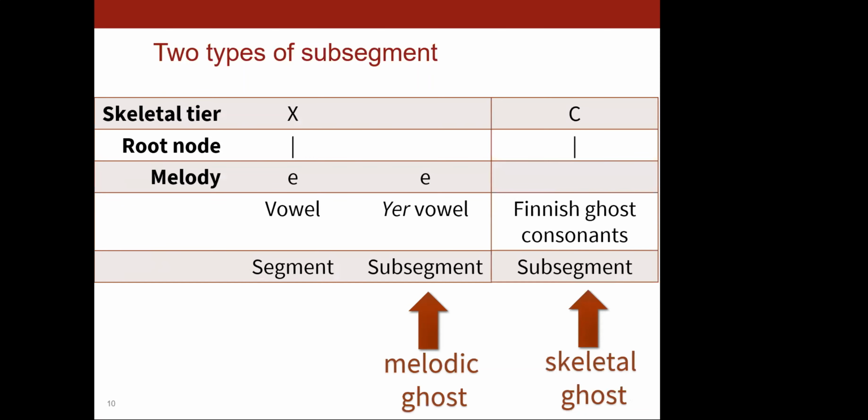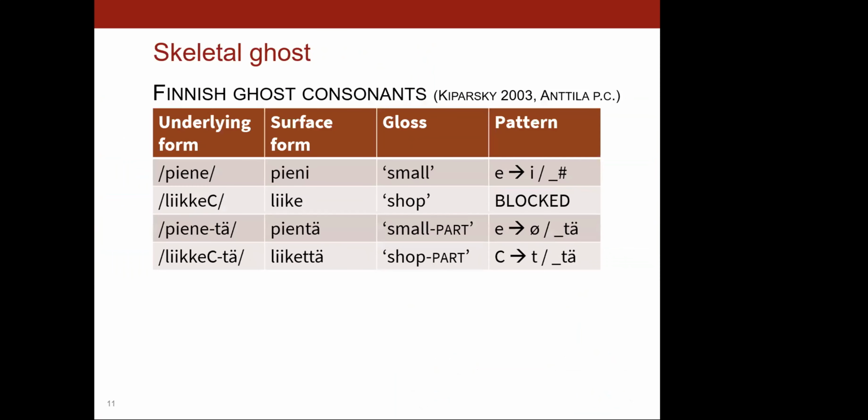An example of this type of ghost, of a skeletal ghost, are Finnish ghost consonants. So very briefly, Finnish exhibits a pattern of ghost structure in which some nouns inflect as if they end in a consonant or behave as if they end in a consonant, even though that consonant is not normally pronounced. So if we compare these two words in Finnish, piene and like, normally what happens when you have a mid-front vowel at the end of a word, you see raising of that vowel to I. So for small, we have piene being pronounced on the surface as pieni.